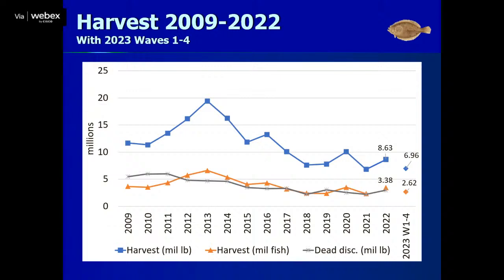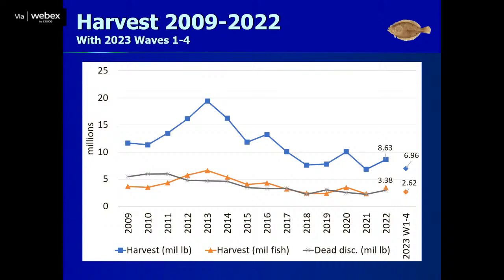Harvest and discards since 2009 are shown in this figure. Harvest in terms of the number of pounds has generally been declining in recent years since about 2013. 2022 harvest in pounds, shown in the top line there, was estimated to be 8.63 million pounds last year. That was an uptick a little bit from 2021, which was one of the lowest harvest estimates in pounds that we've observed in the time series.